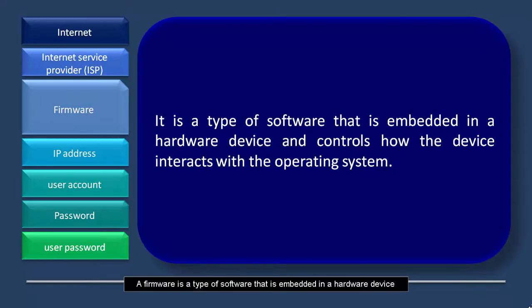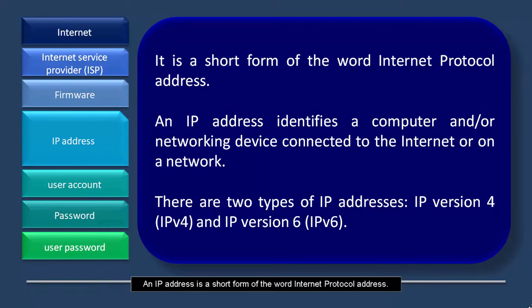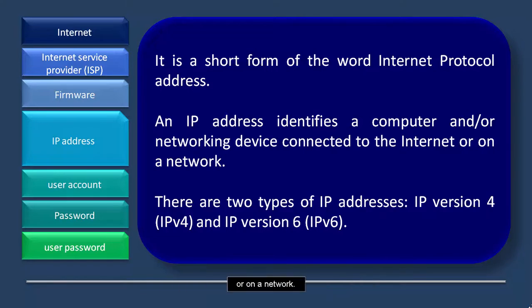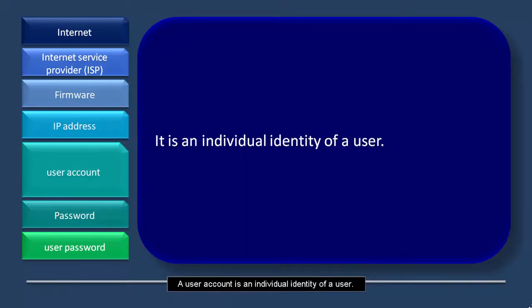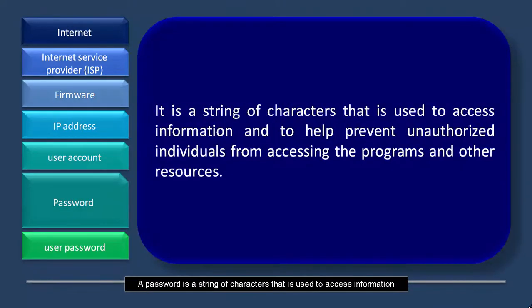A firmware is a type of software that is embedded in a hardware device and controls how the device interacts with the operating system. An IP address is a short form for the word Internet Protocol address. An IP address identifies a computer and/or networking device connected to the internet or on a network. There are two types of IP addresses, IP version 4 and IP version 6. A user account is an individual identity of a user. A password is a string of characters that is used to access information and to help prevent unauthorized individuals from accessing the programs and other resources.